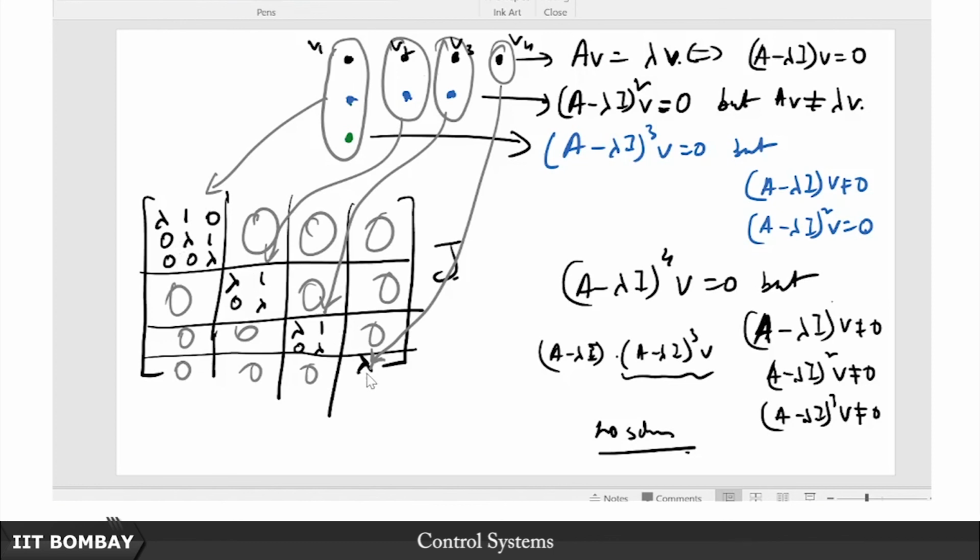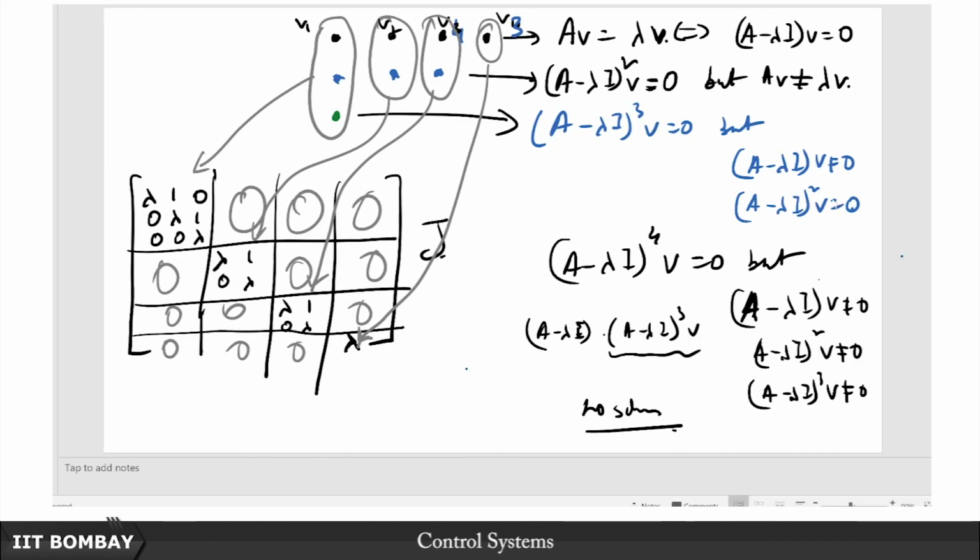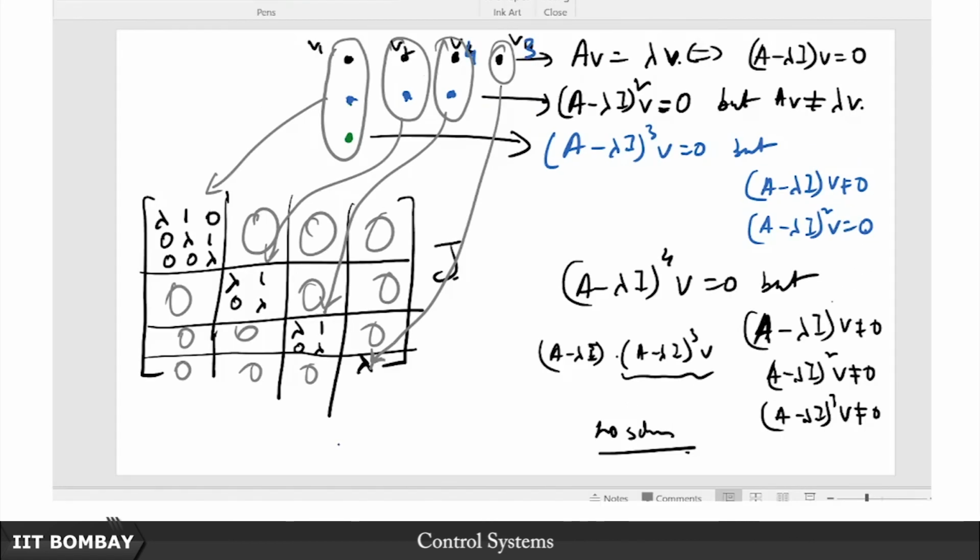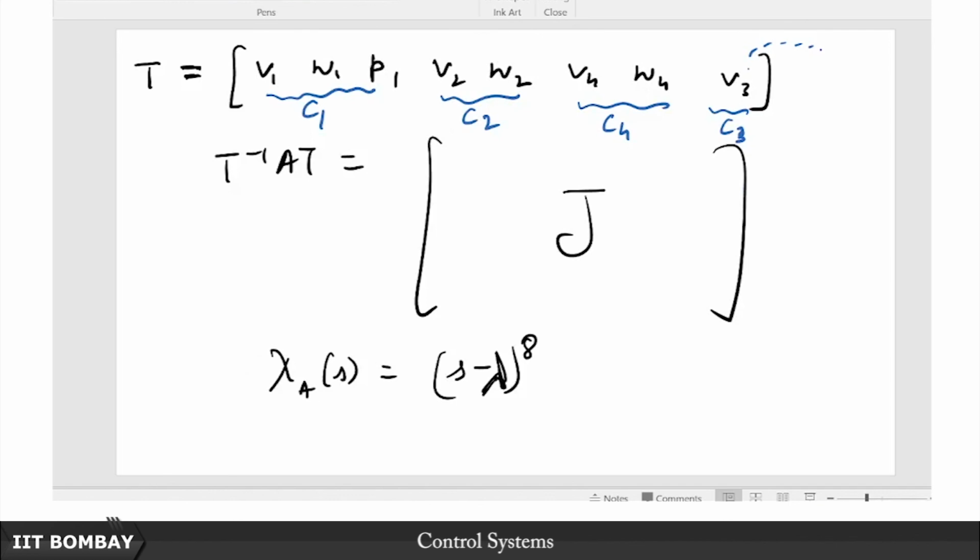So I found that v3 is a chain of size 1, so I put it last, and v4 I found is a chain of larger size, so this actually changed here. In the course of my calculation I found that this was v4 and this was v3, so I just swapped their order. Oh, my bad. I did say A minus lambda I squared times v is not equal to 0, but while writing I missed out the not equal to, so it should be not equal to 0. Okay. So this is how you obtain a Jordan canonical form.